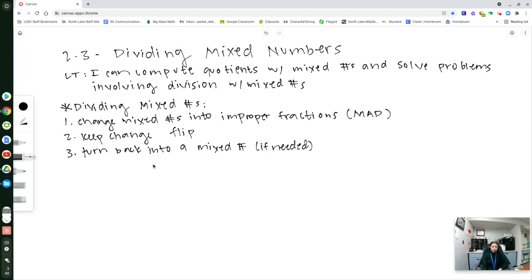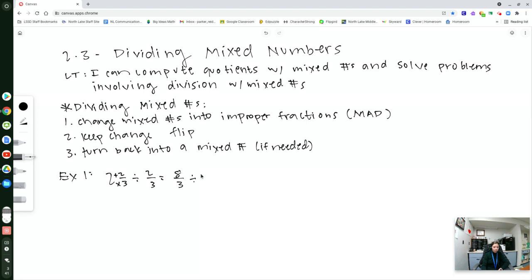All right, so now let's do some examples to see how these steps can be put into action. So example number 1, we have 2 2/3 divided by 2/3. So step 1, change mixed numbers into improper fractions. So here I just have one mixed number. I'm going to change it into an improper fraction using the MAD method. I'm going to multiply. 2 times 3 is 6. I'm going to add 6 plus 2 is 8. And then my denominator stays the same. It stays as a 3.